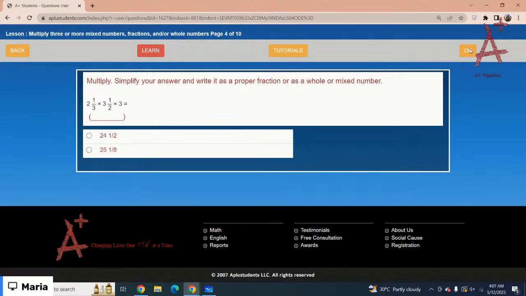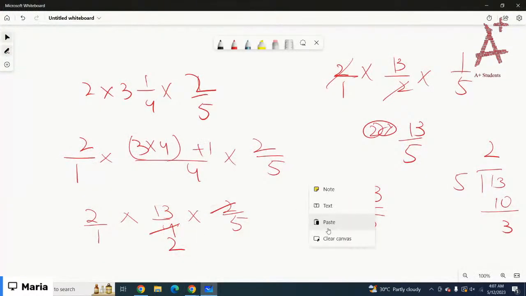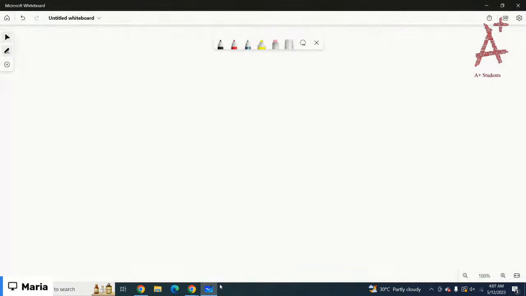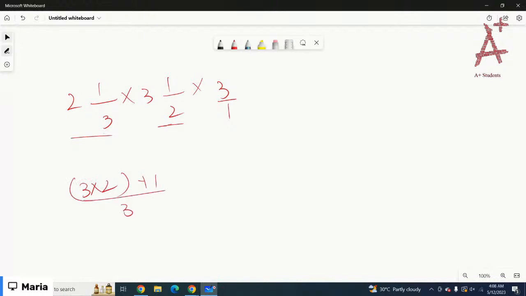Okay, the next one is 2 whole 1 by 3 times 3 whole 1 by 2 times 3. Let me just write it down on the board. 2 whole 1 by 3 times 3 whole 1 by 2 times 3. Okay, let's just convert these two into improper fractions. It would be 3 times 2 is 6 and plus 1 over 3. Then the next one would be 2 times 3 and plus 1 over 2 and times 3 over 1.